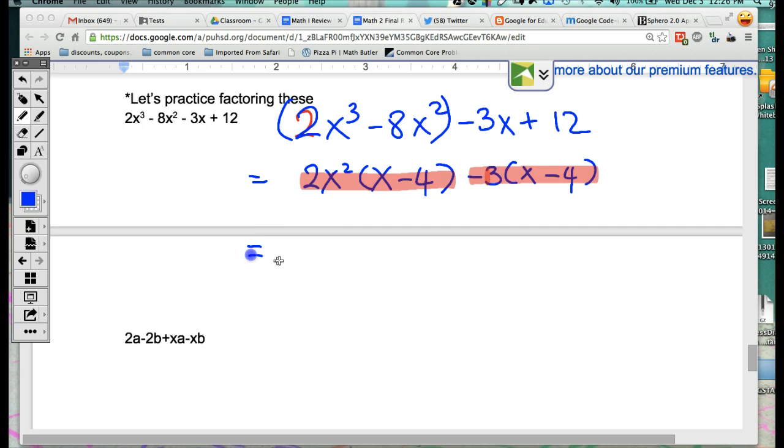Yeah, the x minus 4. So we're going to pull out the x minus 4. If I divide this whole red thing by x minus 4, what am I going to have left? If I pull out the x minus 4, yeah, I'm going to have 2x squared. So I put the 2x squared. What about on this side of the red? If I pull out the x minus 4, what would I have left? Minus 3 and you're done.